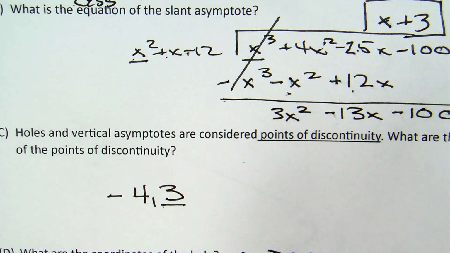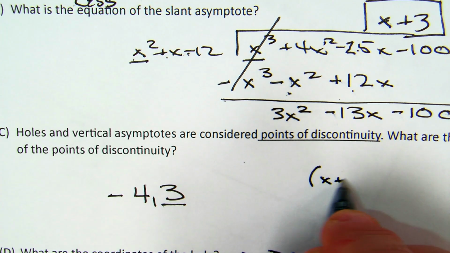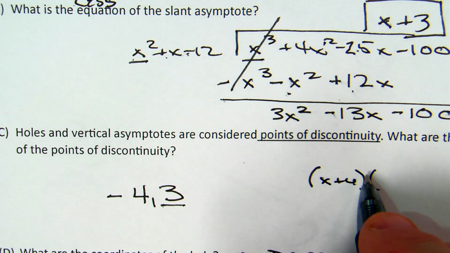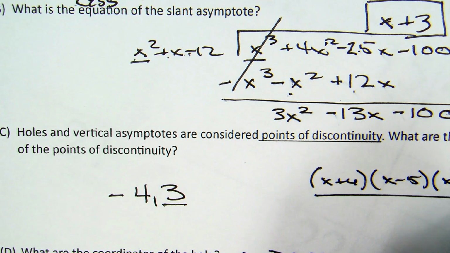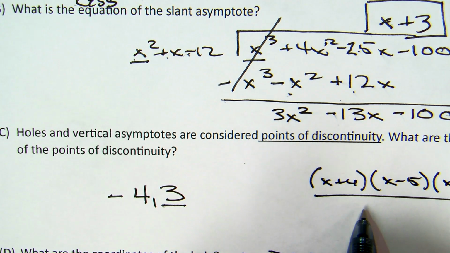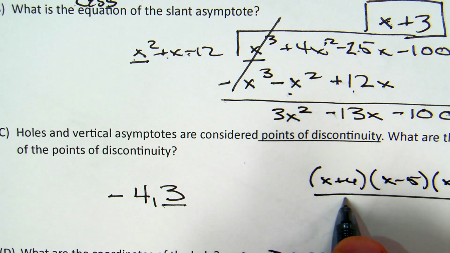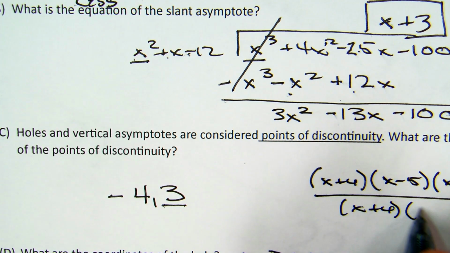So what you have to do for that is write your factored form, which is x plus 4, x minus 5, over x plus 4, x minus 3. Give me 1 second. Let me just write this down.